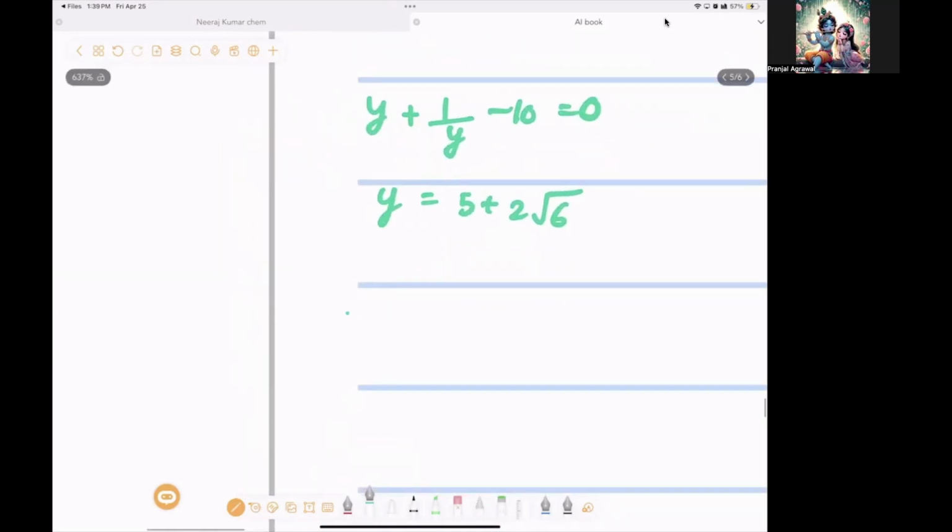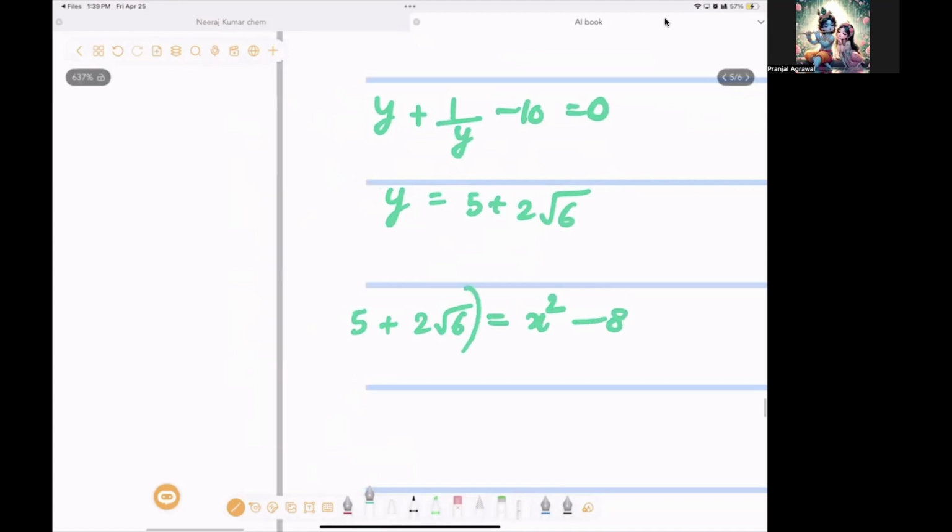So what are we getting? 5 plus 2 root 6 is equal to x square minus 8 to the power of 5 plus 2 root 6, and here it is 1. So x square minus 8 is equal to 1.